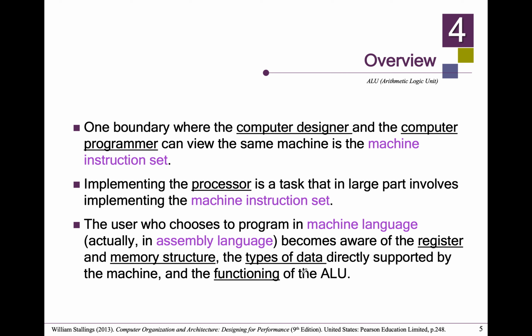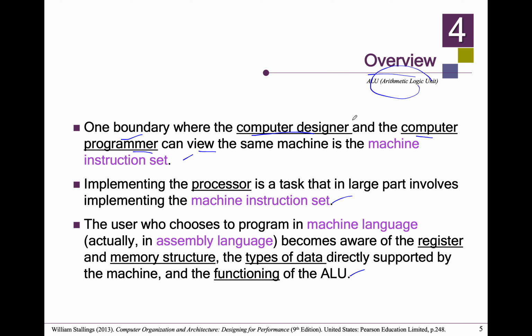Okay, this is the overview. Of course, I'm not going to read all of this because reading is nothing compared to teaching, right? So on the overview, what we're going to look at is the overview for our ISA. The keyword that we need to see is one boundary that the computer designer and computer programmer can see. That is what you're going to learn.